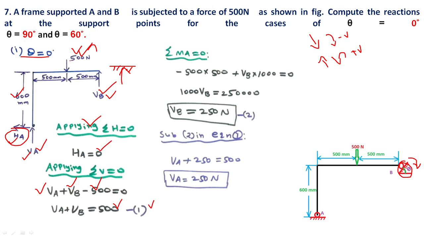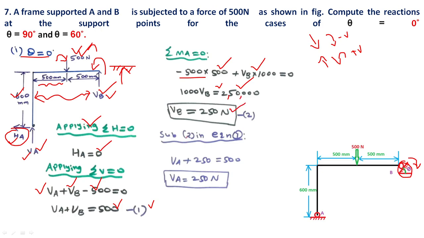The 500 Newton force is clockwise, so 500 into the perpendicular distance of 500. So 500 into 500, plus Vb, which is anticlockwise, into the distance 500 plus 500 is 1000. So Vb into 1000 minus 500 into 500 is equal to 0. So 1000 Vb is equal to 250,000. So Vb is equal to 250 Newton.